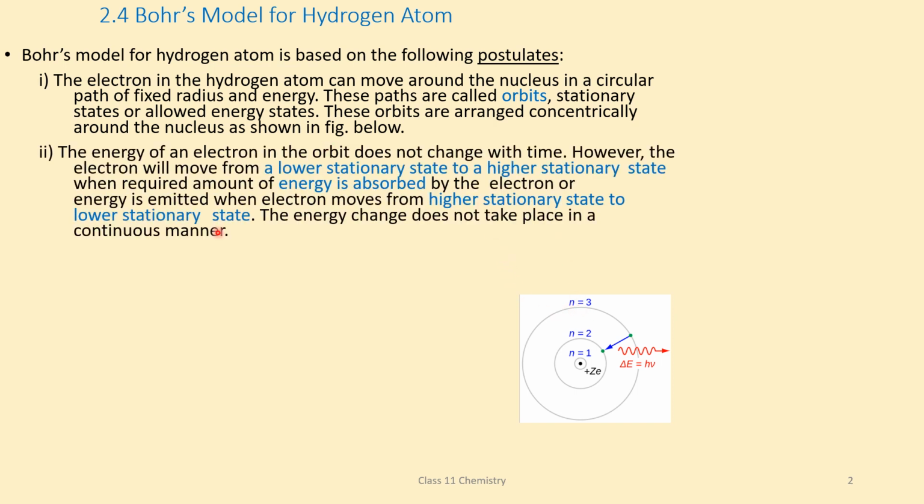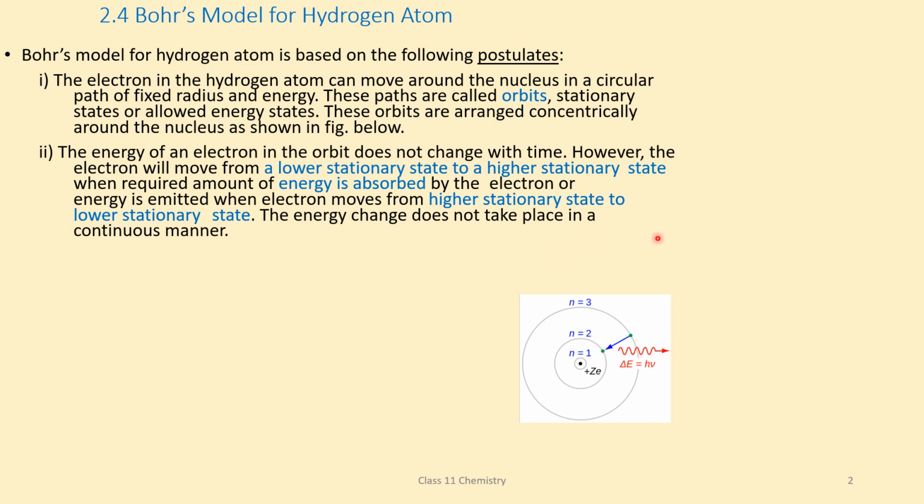The second postulate says the energy of an electron in the orbit does not change with time. However, the electron will move from a lower stationary state to a higher stationary state, say from orbit 2 to orbit 3, when it absorbs energy. Vice versa, the electron can also move from the third orbit to the second orbit, and it emits energy during this fall.